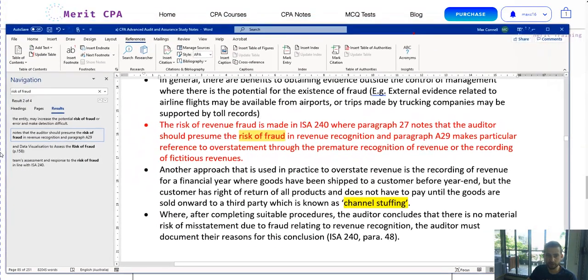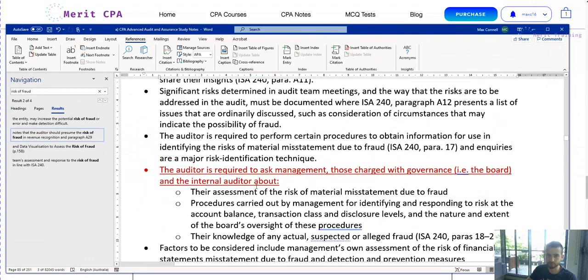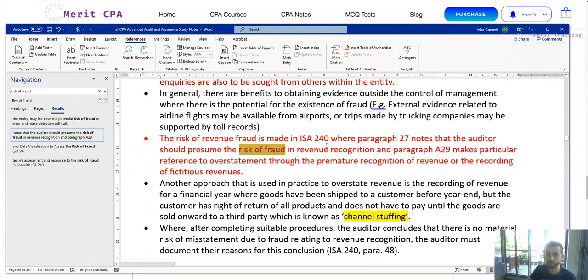So over here, you can see there's only a couple of examples, and you can kind of see a preview of each point. So risk of fraud or error, nothing really there. Risk of fraud in revenue recognition. So this is an important point which falls under fraud risk. So that management should presume the risk of fraud in revenue recognition.